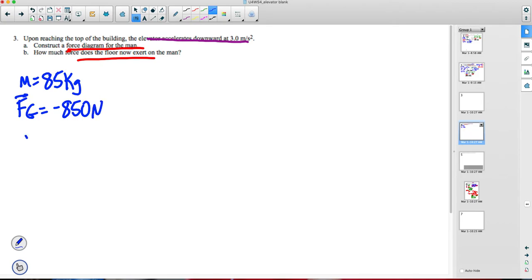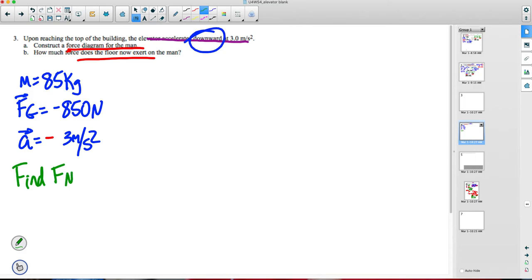This time we see an acceleration that is 3 meters per second squared. And the fact that it says it's accelerating downward, that's going to make that a negative 3 meters per second squared. And again, they want us to find force normal on the man by the floor.